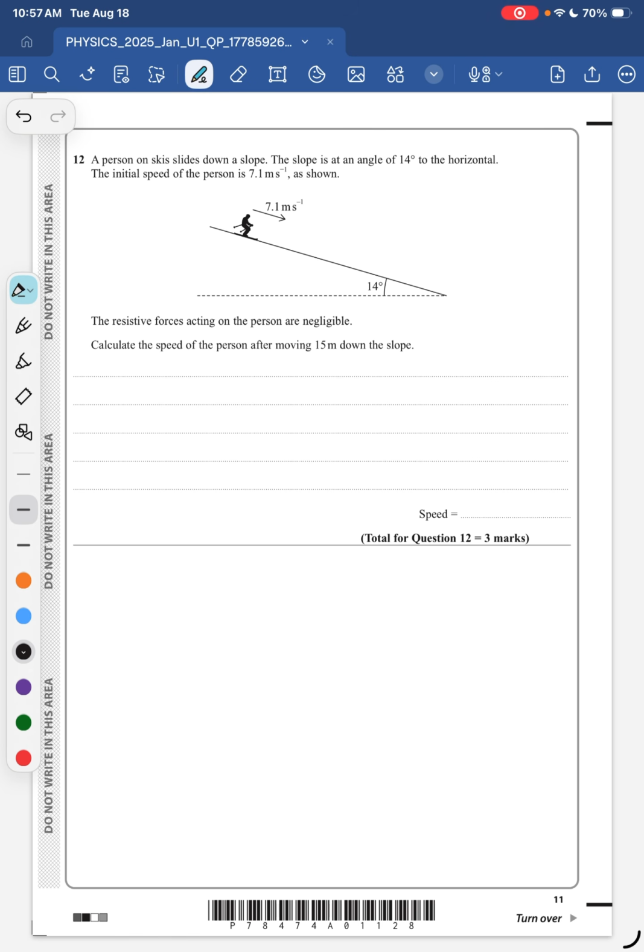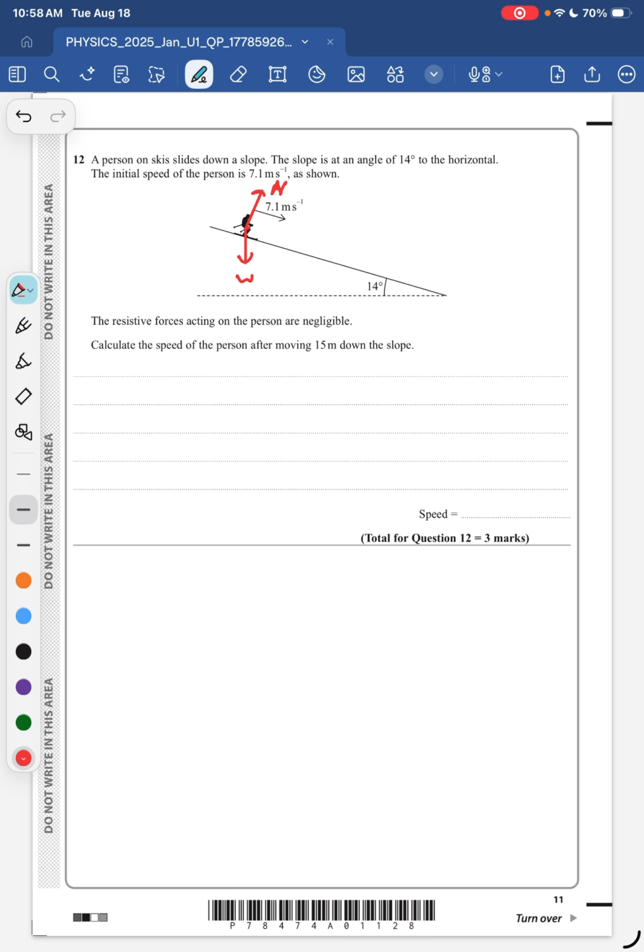Okay, so for this question, we actually need to find the acceleration, so we can use SUVAT equations to find the final speed. So how are we going to go about finding the acceleration? We need to find the sum of all forces acting on the skier in the direction along the slope. So let's do that. The only forces are the weight, which points down, and the reaction from the slope, N. Okay, so that's N.